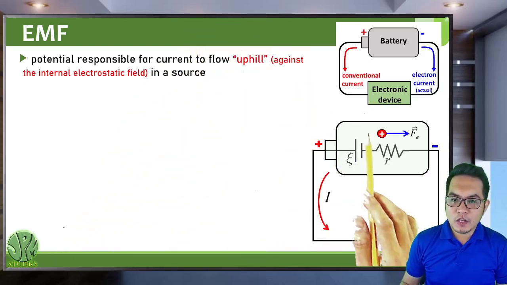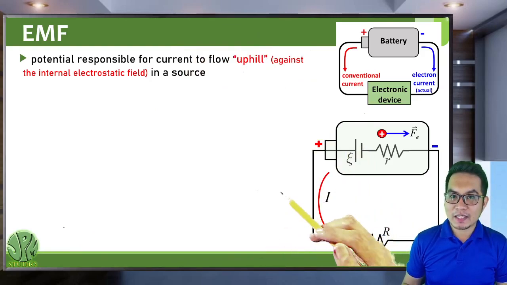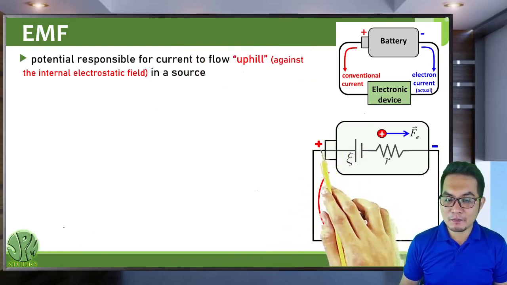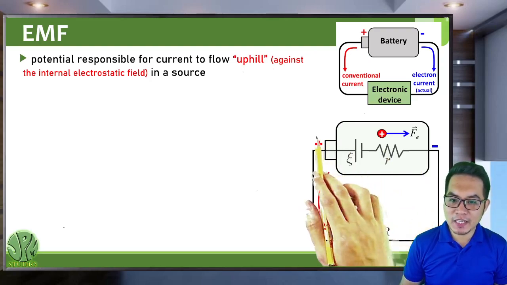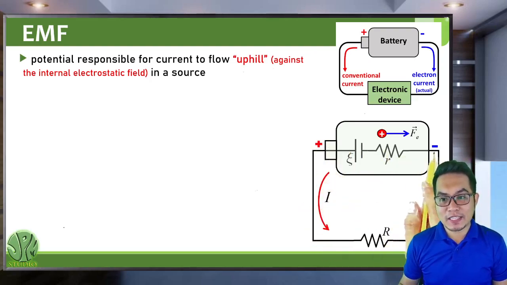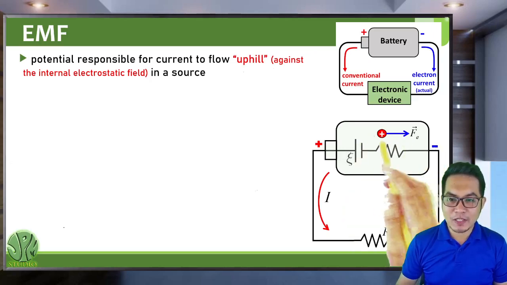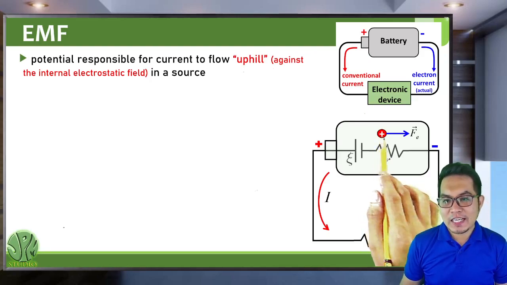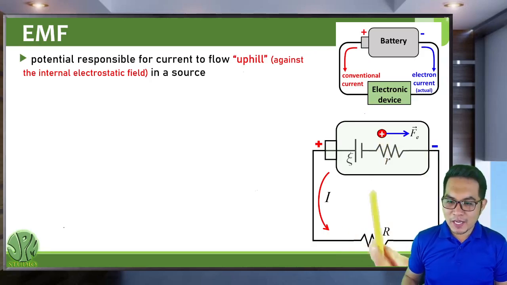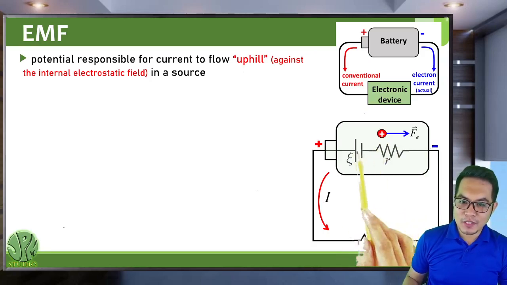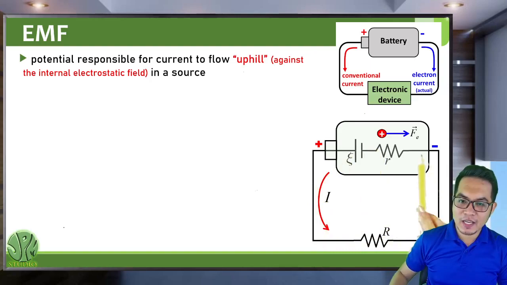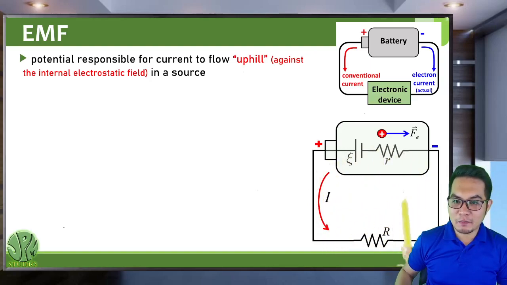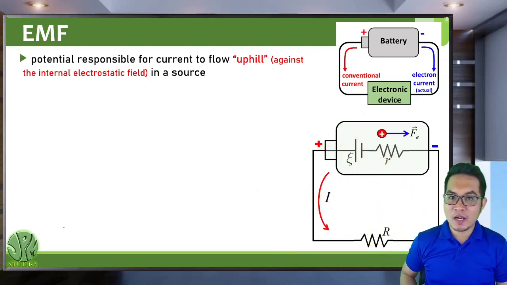You will notice that there is an electrostatic field. Since this is the positive potential and this is the negative potential, there's an electrostatic field in that direction. If you have a conventional current, which is assumed to be positive charges, the charges will be forced in the direction of the field. But take note that the positive charges are actually flowing in this circuit in a counterclockwise manner, meaning this charge will move to the left.